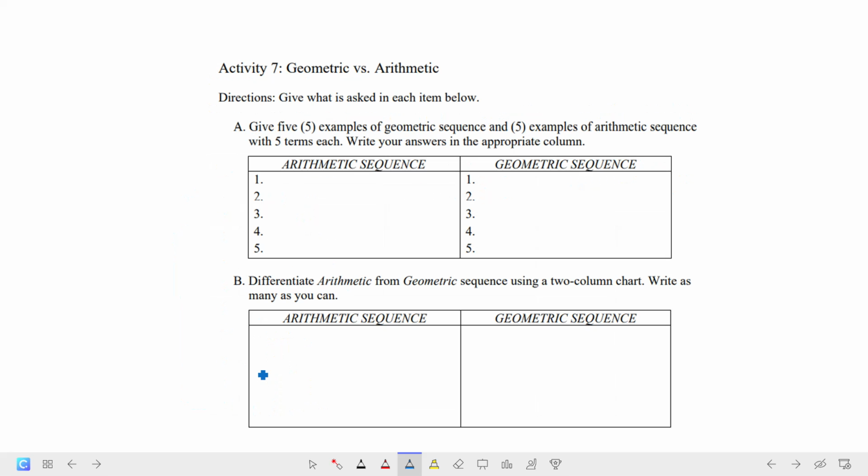Okay. So we still have another activity, and this is also included. The geometric versus arithmetic. You are going to give 5 examples of geometric sequence and 5 examples of arithmetic sequence. Okay, so yan ang gagawin ninyo. Lalagay nyo dito yung example. Then dito naman, differentiate arithmetic from geometric sequence using the 2-column chart, as many as you can. Ano yung pagkakaiba nila? And then, ilalagay nyo po dito sa ating boxes.